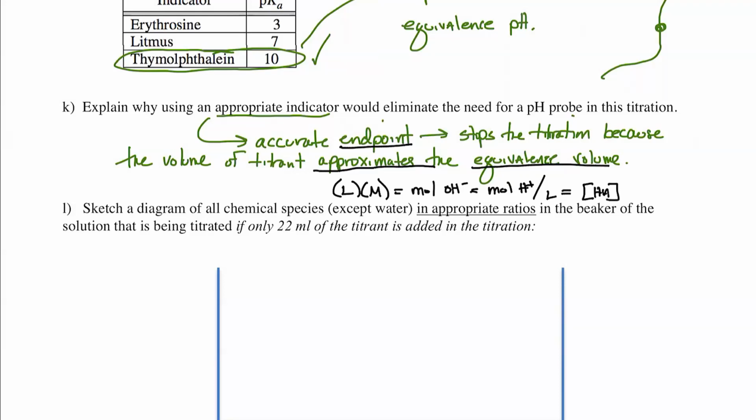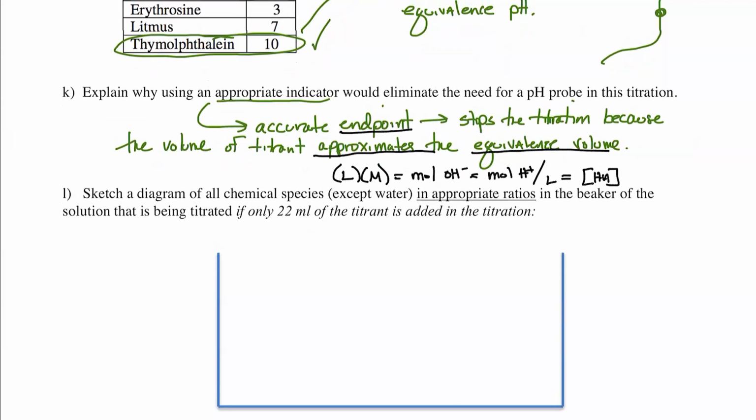So you needed to talk about that the endpoint on the asymptote is a great approximation of the equivalence volume. You can't say that the indicator gets us the equivalence point. It doesn't. It's very close, but it approximates. I needed you to understand that endpoint and equivalence point are not the same. The endpoint is a what? Approximation.